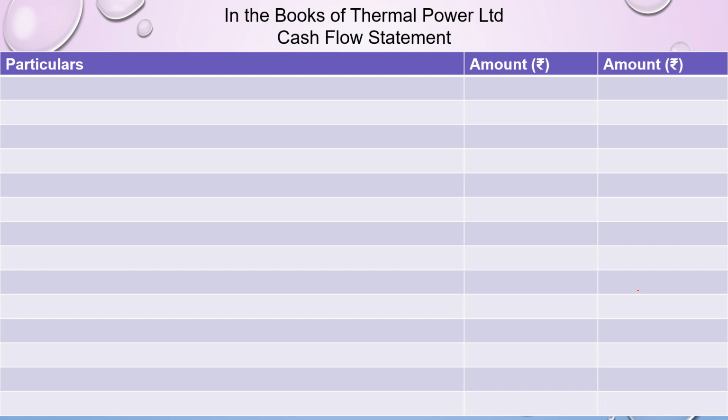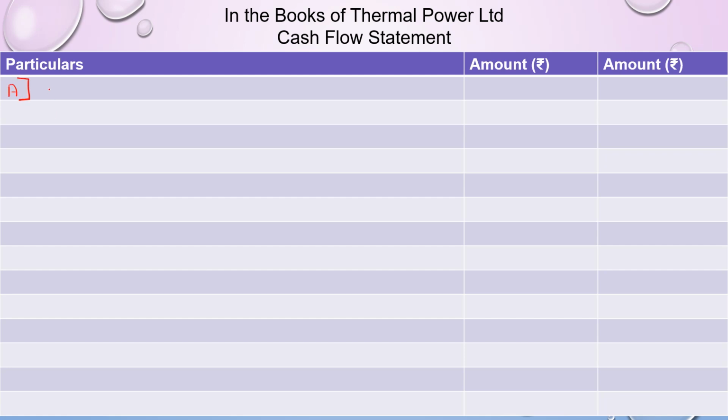Once that is done, you prepare the format. Step number 2, prepare the format. Prepare the format for an entire page. Write in the books of the Thermal Power Limited, the name of the company. Cash flow statement. If the year is given, you can write for the year ended so and so. There are just 3 columns. One particulars column where you write in the detail and 2 amount columns. Now I will show you how to prepare the format. From the reading, whatever we have deciphered, we are going to prepare the format.